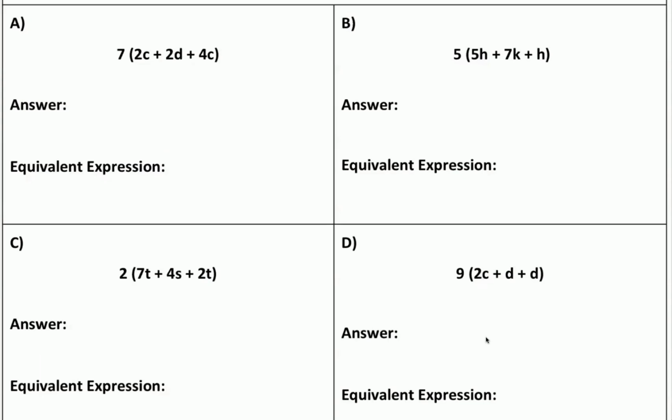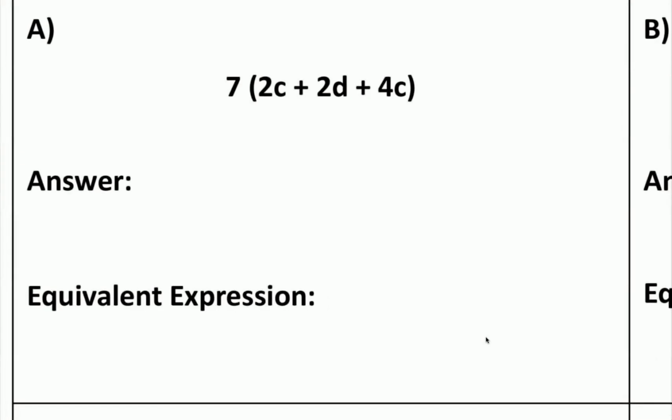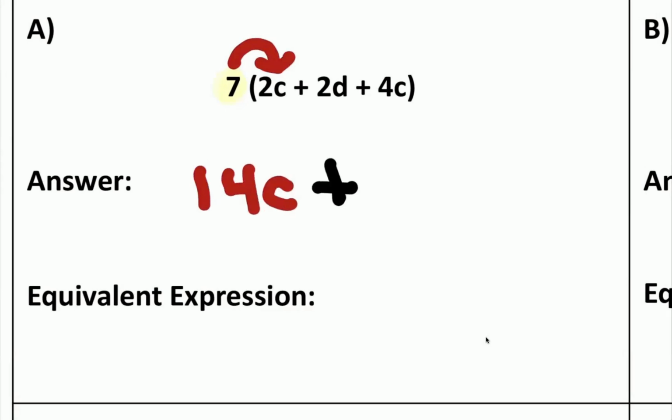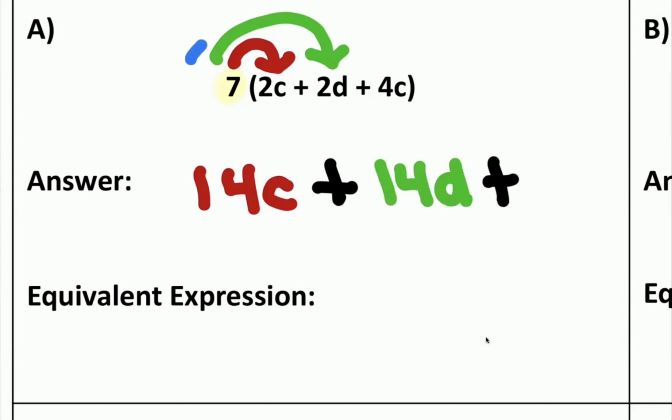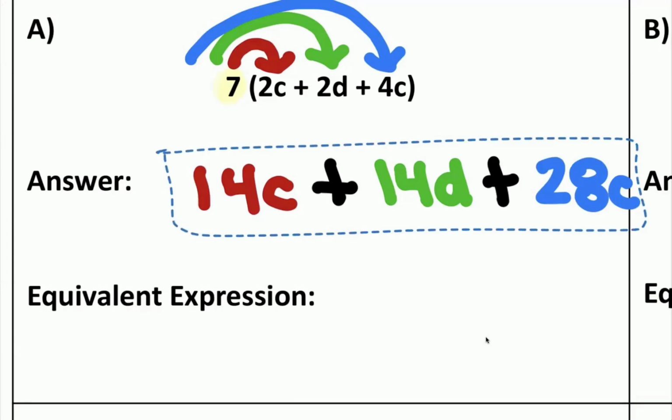Let's take a look at example A. In this example, we have 3 terms in our parentheses. We're going to start by multiplying our coefficient times each term. 7 times 2C is 14C. We'll bring down the plus. 7 times 2D is 14D. Plus 7 times 4C is 28C. So here is our first answer.